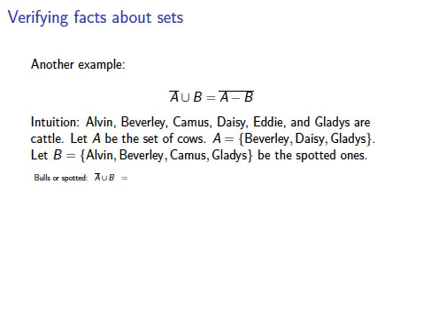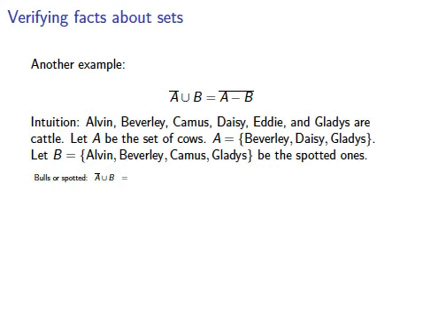Suppose we have a herd of cattle named Alvin, Beverly, Camus, Daisy, Eddie, and Gladys. They constitute our universal set. Beverly, Daisy, and Gladys are cows. Call them the set A. This means that the rest are bulls, the complement of A. Moreover, Alvin, Beverly, Camus, and Gladys are spotted.